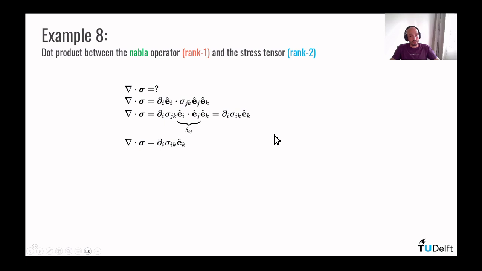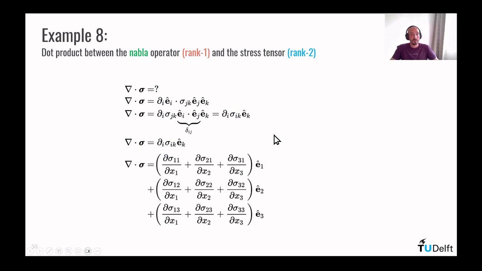So the result of this, the divergence of a rank 2 tensor, is just a vector, a rank 1 tensor, because the component is associated to a single direction. And if we expand this, we can get these expressions here. So in the direction number 1, I have this expression, the direction number 2, direction number 3. This is a vector, right?